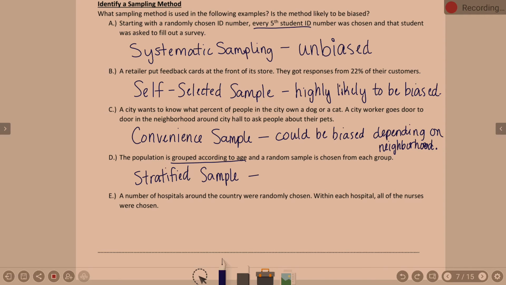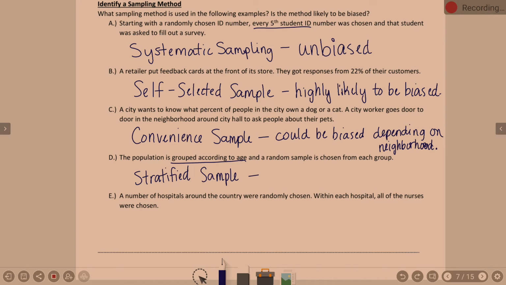Okay, so the population is grouped according to age, and a random sample is chosen from each group. Biased or not? What? She said something and now she's not sure of herself. I mean, it's still random. I feel like it could be unbiased because you're taking a sample from each group and it's not just one specific age. You're going to get all sorts of opinions. Because somebody that's older is going to have a different opinion on cell phones than somebody that's younger.